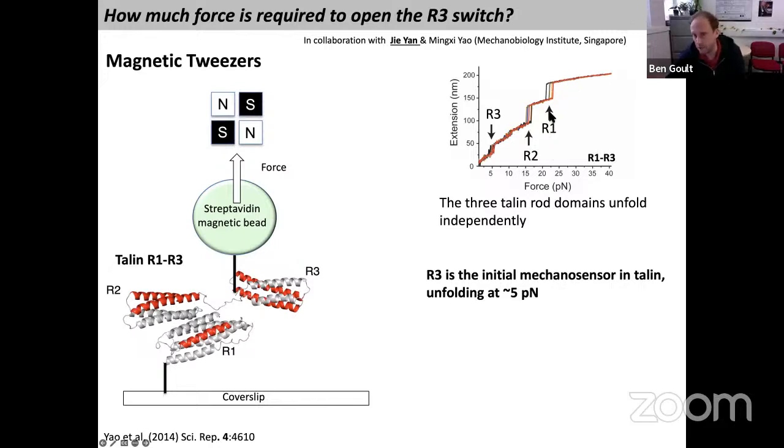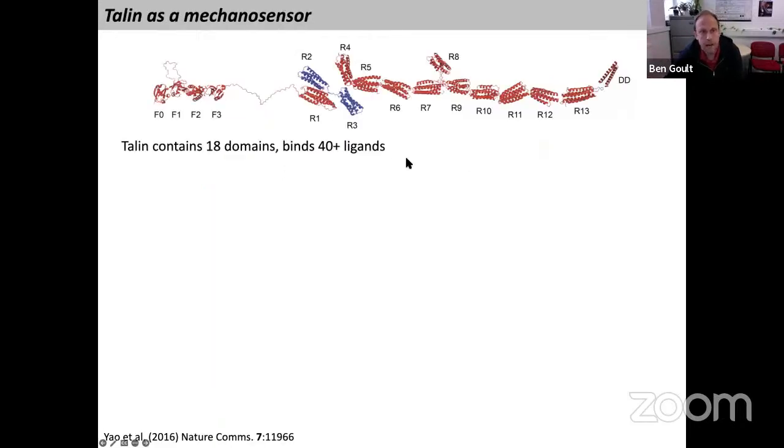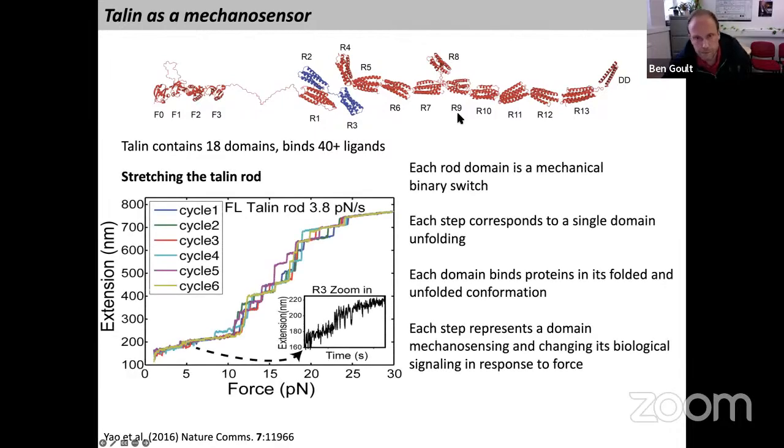This is 6 cycles of the same thing, stretching it to spaghetti and then letting go, and it immediately resets itself. And then we wanted to expand this to look at the whole of these. Having found 3 switches, we wanted to see what all 13 of these look like and to look at the complete mechanical response of this molecule.